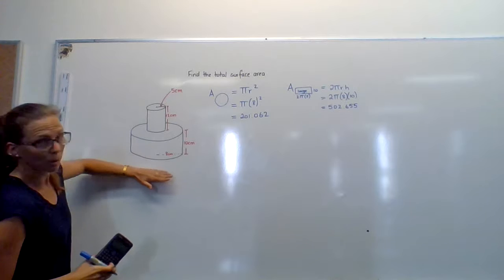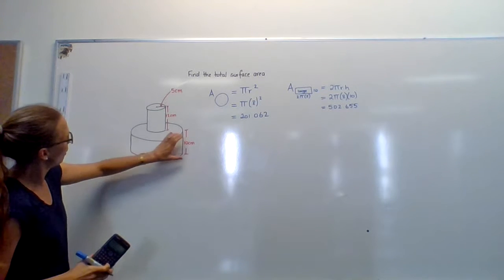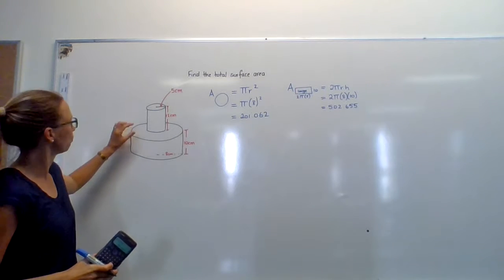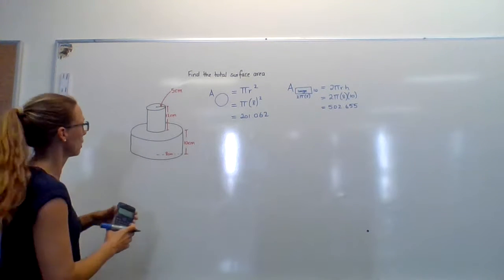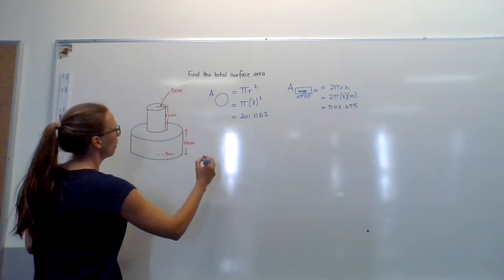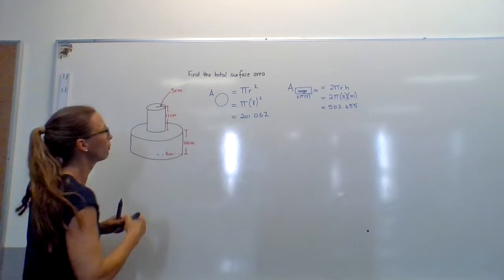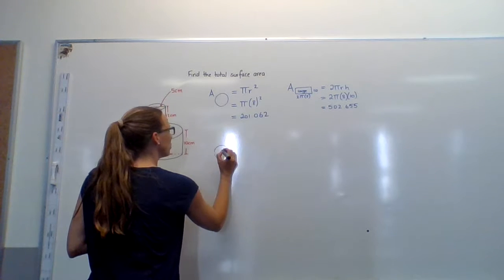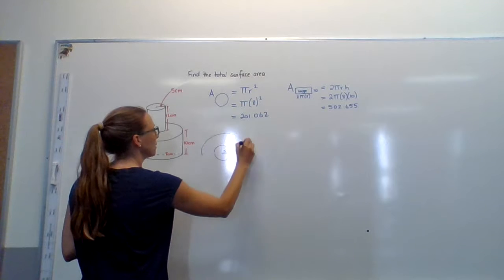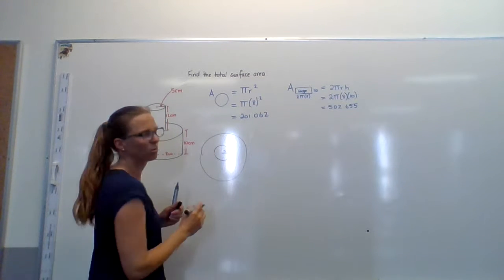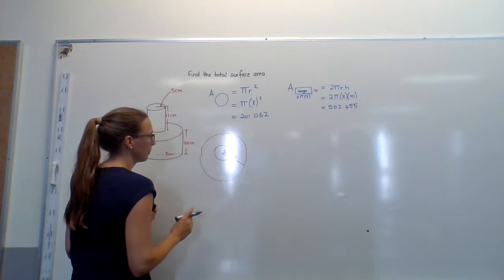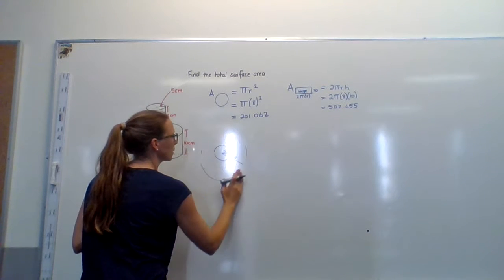Now I'm starting from the bottom. I've done the circle down the bottom. I've done the curved surface. Then here I've got the top of the circle. Now the top of the circle is a bit tricky. If you could imagine picking that up and looking at it from the top, I would actually have this small circle with a 5 centimetre radius and this bigger circle, it's probably not quite to scale, with an 8 centimetre radius. Maybe I'll just draw that a little bit more to scale.